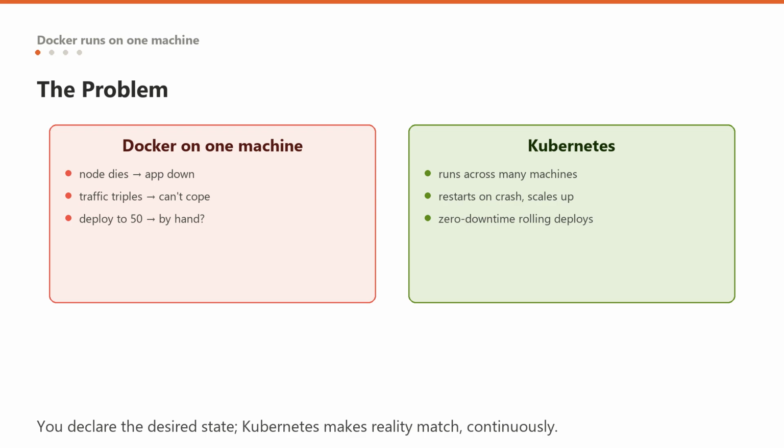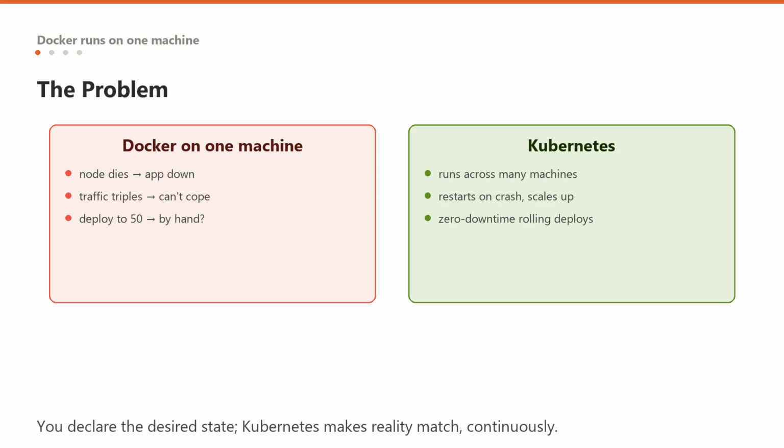Docker is brilliant at packaging and running a container on one machine, but production isn't one machine. What happens when that machine dies? Your app goes down. What happens when traffic triples on Black Friday? One machine can't cope.